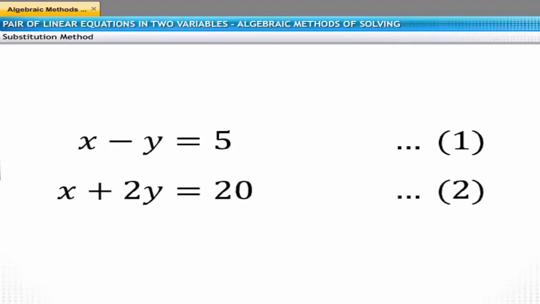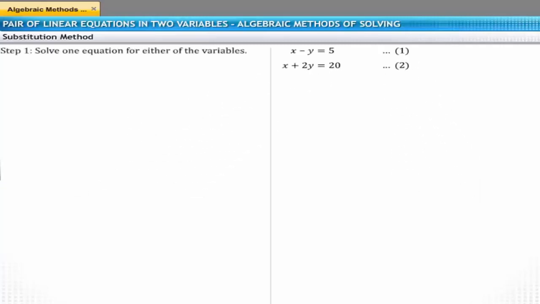Let's begin with the substitution method. Consider the pair of linear equations x minus y is equal to 5 and x plus 2y is equal to 20. The first step to solve a pair of linear equations by the substitution method is to solve one equation for either of the variables. In other words, we can solve for either x or y in either equation 1 or equation 2. The choice of equation or variable in a given pair does not affect the solution for the pair of equations. To keep it simple, choose the equation and variable that can be solved quickly without complication.